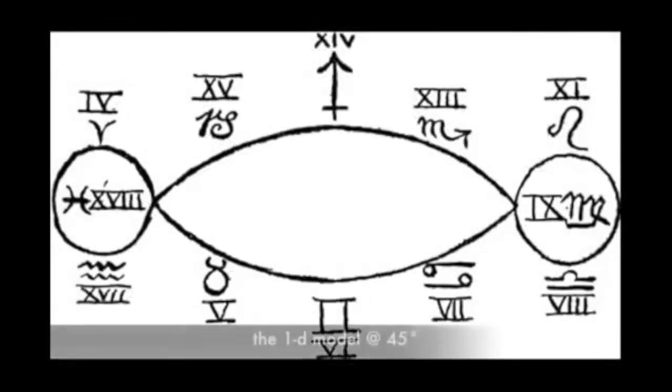The 1D model at 45 degrees. Finally, in terms of models constructed on a plane space from the original simple circle, we can examine this two-knot loop depicting a view of the simple circle's plane space from along the edge, as well as the cross-section of a tube torus. This diagram was drawn by Aleister Crowley, and the labels reflect the zodiac.